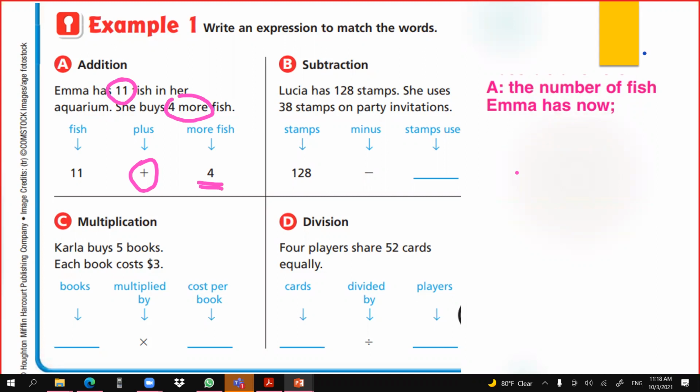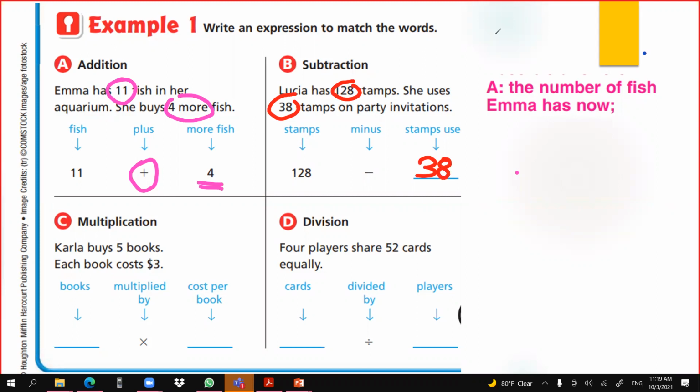Here, Lucia has 128 stamps. She uses 38 stamps on her party invitation. So how many stamps does she have? 128 stamps. How many stamps did she use? 38. So does it add a new stamp or take away? Bravo. She has 128. She takes from them 38.